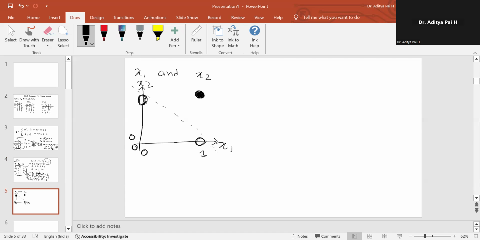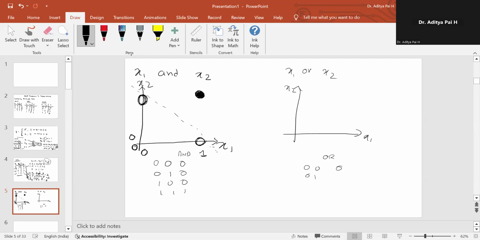That is, 0, 0 is 0; 0, 1 is 0; 1, 0 is 0; and 1 and 1 is 1 for AND. Same thing if you are taking the OR function, x1 or x2. So your x1 is there and x2 is there. What does the OR function say? The OR function says that 0, 0 is 0; 0, 1 is 1; 1, 0 is 1; and 1, 1 is 1.